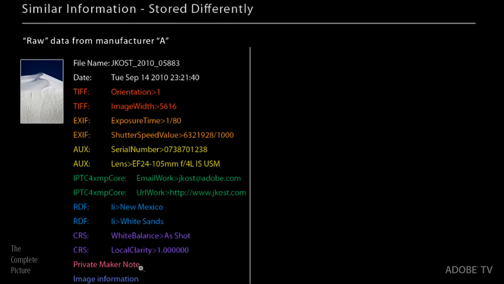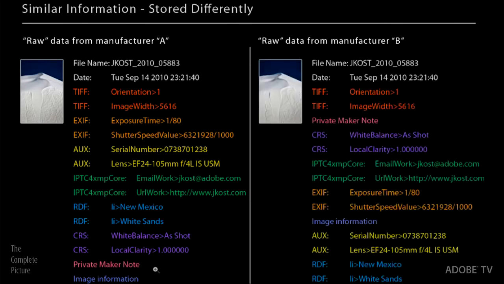It's even got a private maker note right here, which means that if there's something a camera manufacturer wants to encrypt, that they don't want to share with anyone else, they can put it right there. So these are all things that can be stored inside a RAW file. Now let's take a look at another one. This would be raw data from manufacturer B. All the same information is there. The private maker note is there, the camera raw settings are there, the EXIF data is there, the keywords are there, but they're just stored in a different order.